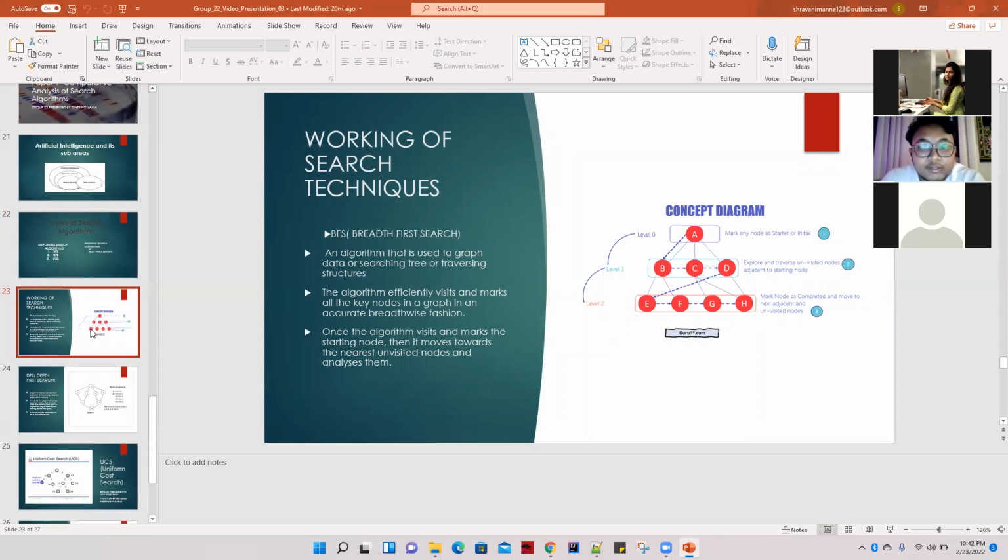Working of search techniques. Breadth first search. BFS is an algorithm that is used to search graph data or a search tree, or for traversing a structure. The algorithm efficiently visits and marks all the key nodes in a graph in an accurate breadthwise fashion. All the nodes are expanded level by level.